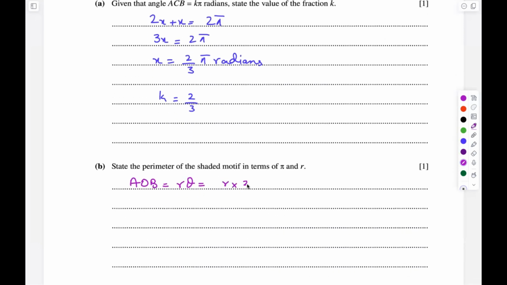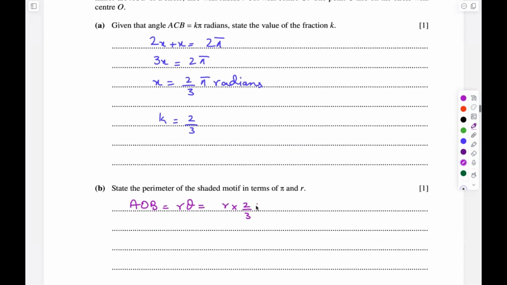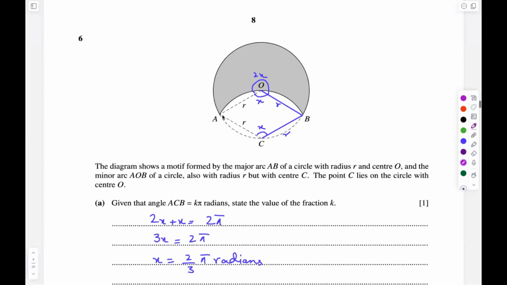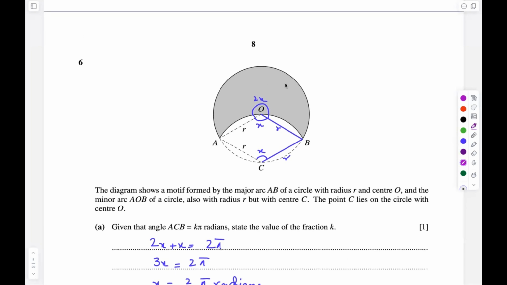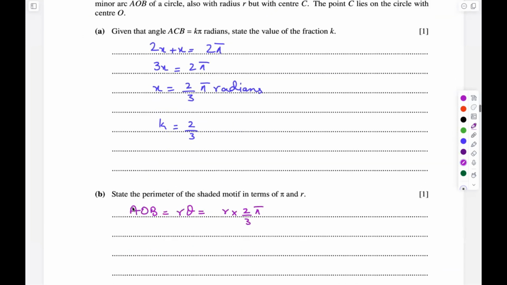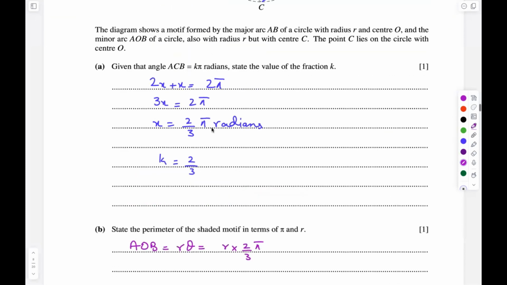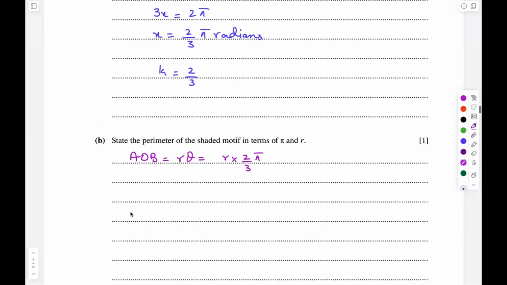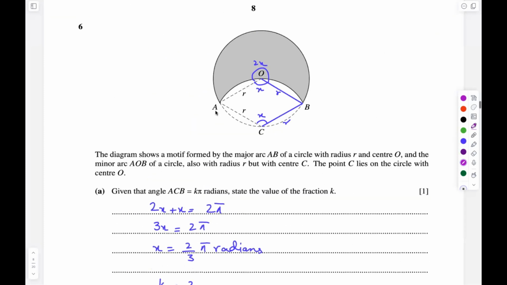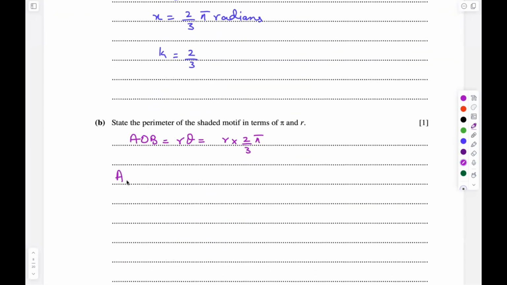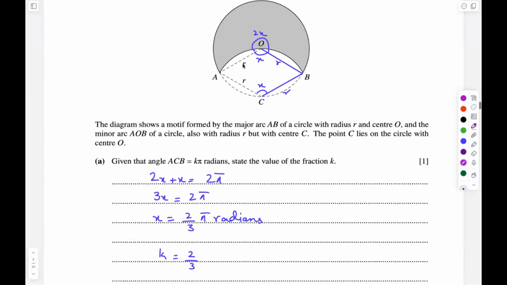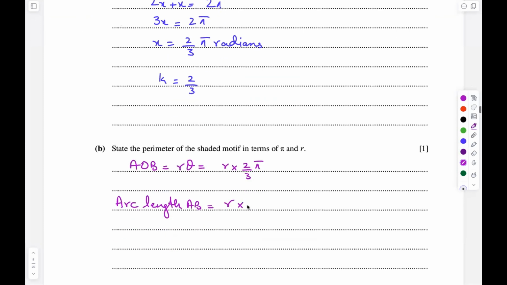So this will become r multiplied by 2 upon 3 pi radians. Then finding the arc length of the major segment AB: this was the AOB sector, and this will become the arc length of AB, which is basically of the major segment. We know that the radius is R, and as the angle over here is twice of 2 upon 3 pi, that will become 4 upon 3 pi.